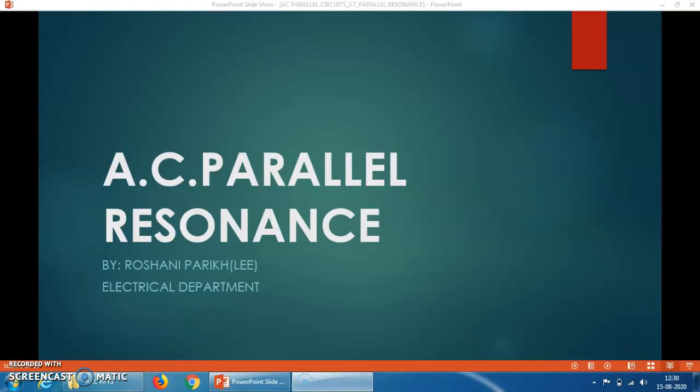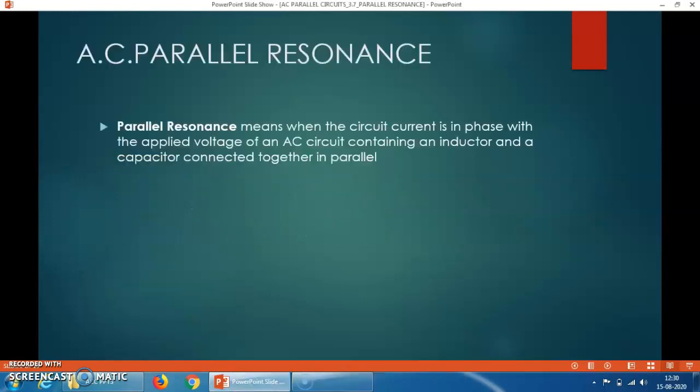Today's topic of discussion is parallel resonance. At the end of this session, students will be able to understand parallel resonance and the condition for parallel resonance. Now what is parallel resonance? Parallel resonance is exactly similar to series resonance. When the circuit power factor becomes unity, at that time we can say that parallel resonance has occurred.